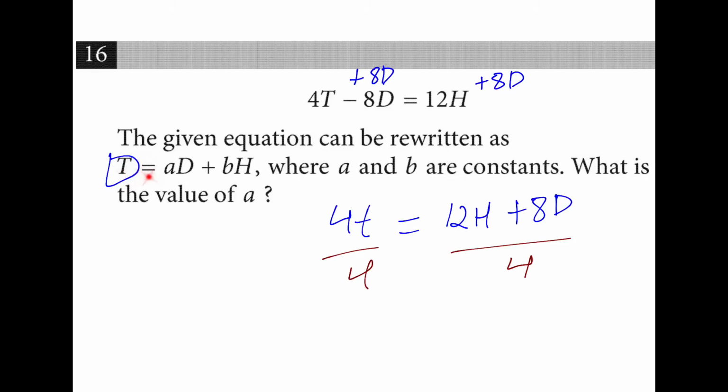So they rewrote the equation where you solve for t. So that's the first step, is to solve for t. We're going to add 8d to both sides, then we're going to divide everything by 4. So t is now equal to 3h plus 2d, but pay close attention because I had it as h and then d, they have it as d and then h, so our a value is the coefficient in front of d. So our answer here is 2.